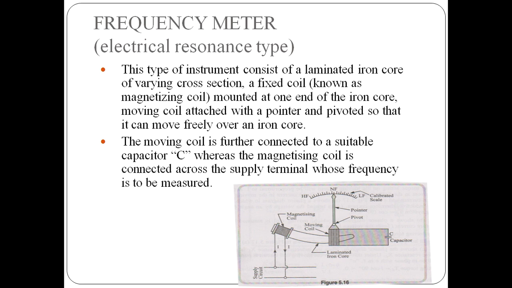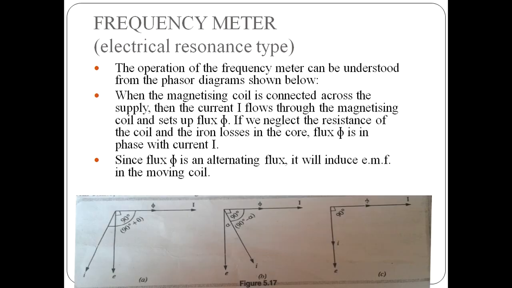The moving coil is attached to a pointer and pivoted so that it can move freely over an iron core. The moving coil is further connected to a suitable capacitor, denoted as C, whereas the magnetizing coil is connected across the supply terminals whose frequency is to be measured. The operation of the frequency meter can be understood from the phasor diagram shown below.